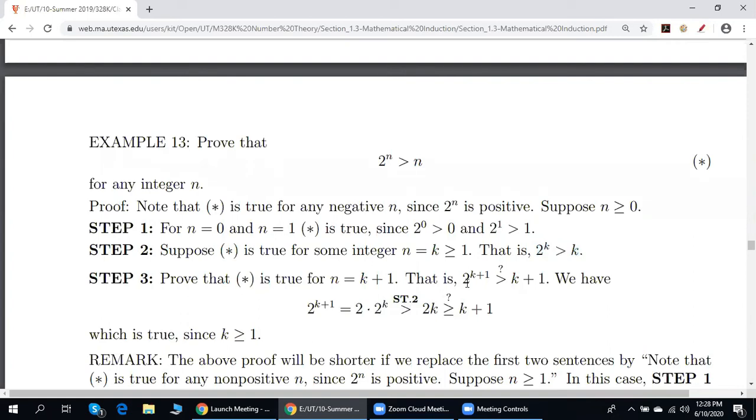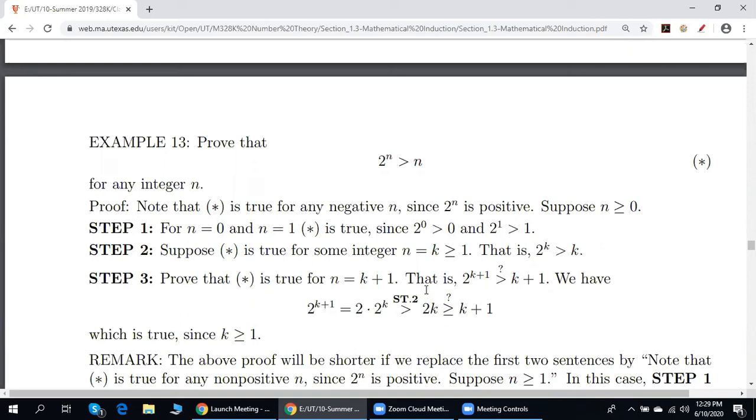Lastly, remember, in step 3, we want to prove that this, which is over here, is greater than this. Right now, we know that this is greater than 2k. Therefore, what is left is to show that 2k is greater or equal to the right-hand side, k plus 1. So we still put here a question mark. Why is 2k greater or equal to k plus 1?